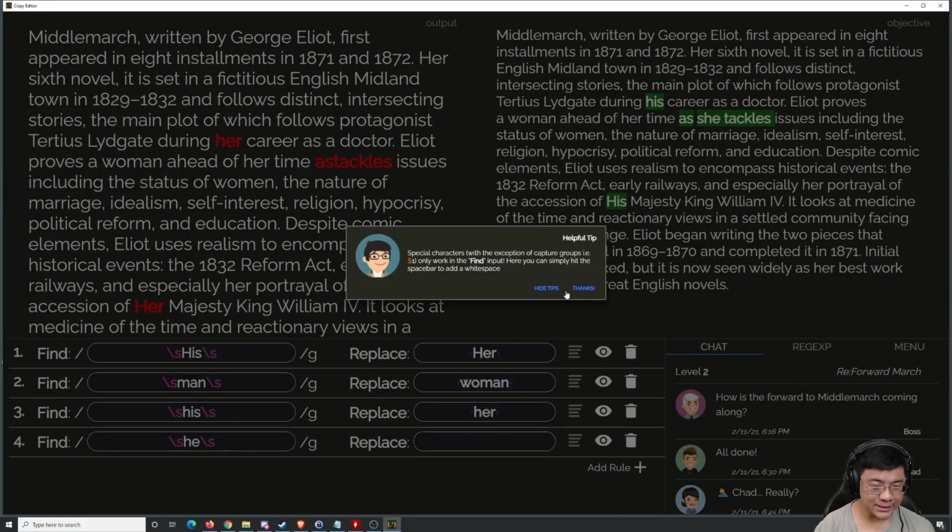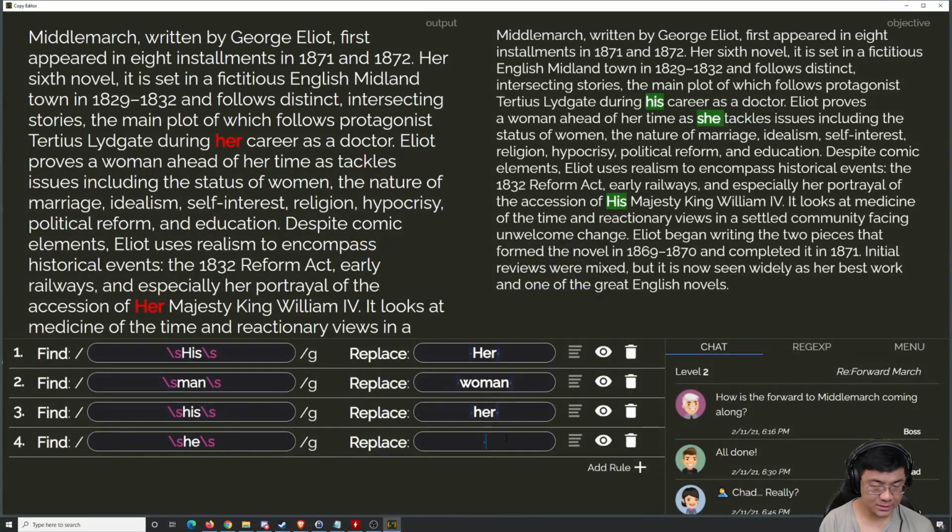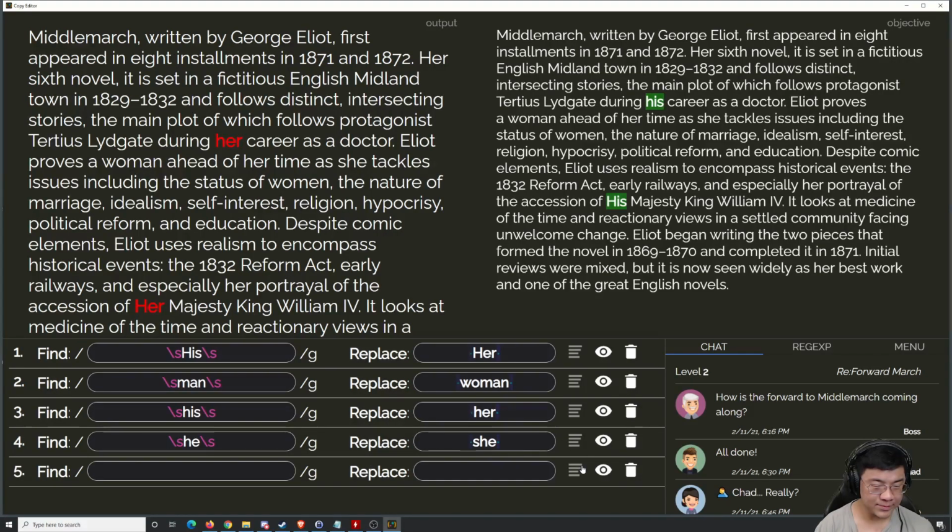Oh, right. I got it. All right. So, and then "her" became "his." Wait, the order matters, doesn't it? Because if I replace "his" with "her" before, right, I need to make this rule go up. Because if I do "her" with "his," actually, this is fine, I think. Well, oops.